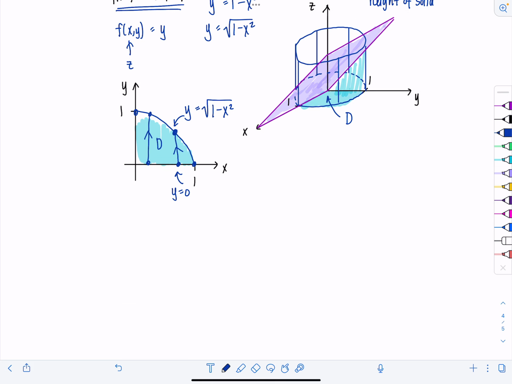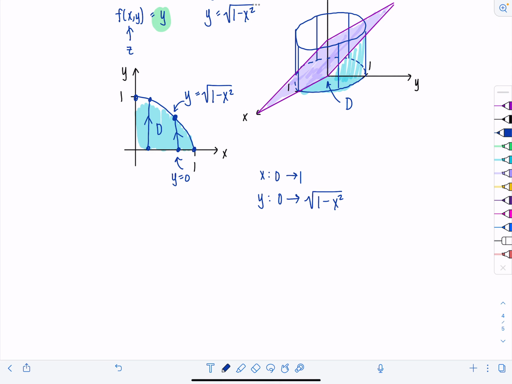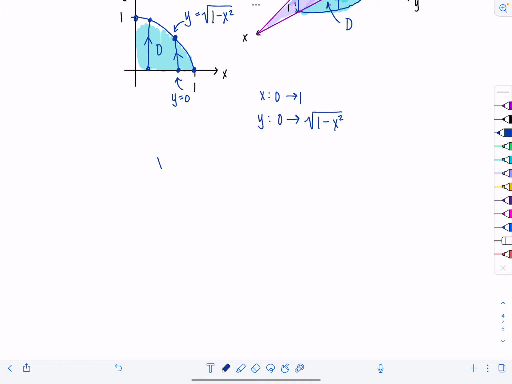Good, so I think we're ready to roll. Limits for x are going to go 0 to 1. Look here, 0 to 1 in the x direction. And then limits for y are going to go 0 to rad 1 minus x squared. F of xy is just equal to y. So that's what we're going to integrate. All right, so the volume is equal to the integral 0 to 1, 0 to rad 1 minus x squared, y dy dx.